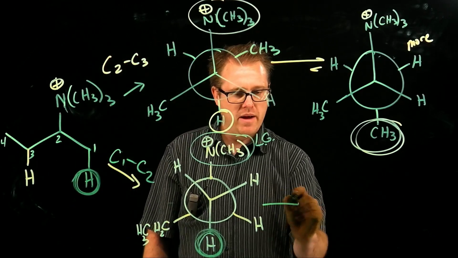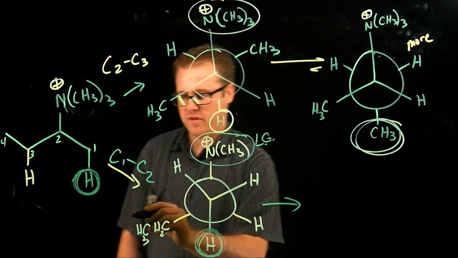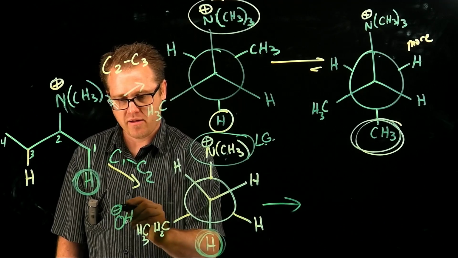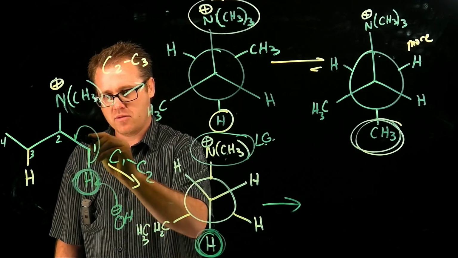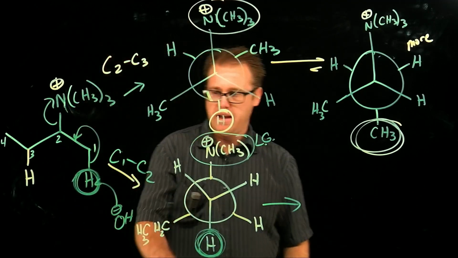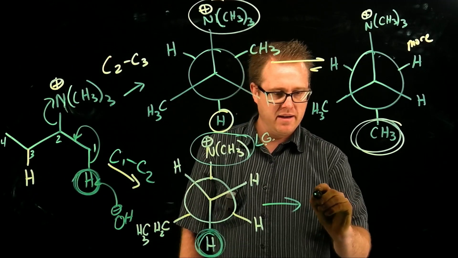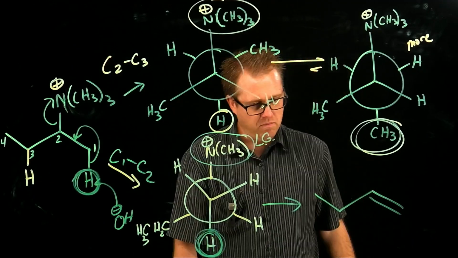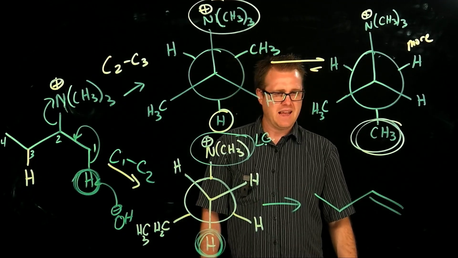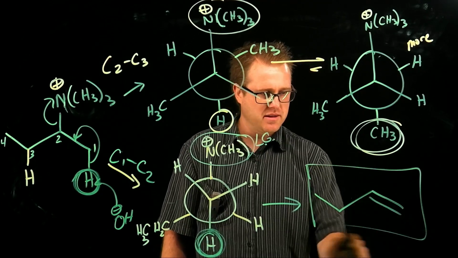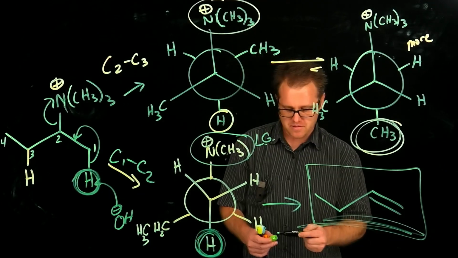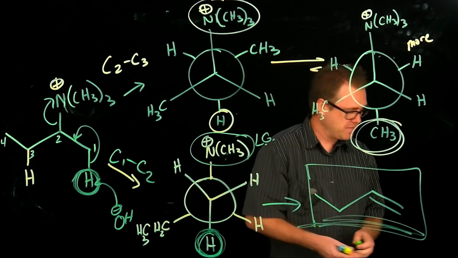And so when it does the elimination, if we had our base right here, it's going to come grab that, go right there. It's going to be anti-periplanar and be easier to do. And it gives us that as our major product. Pretty slick.